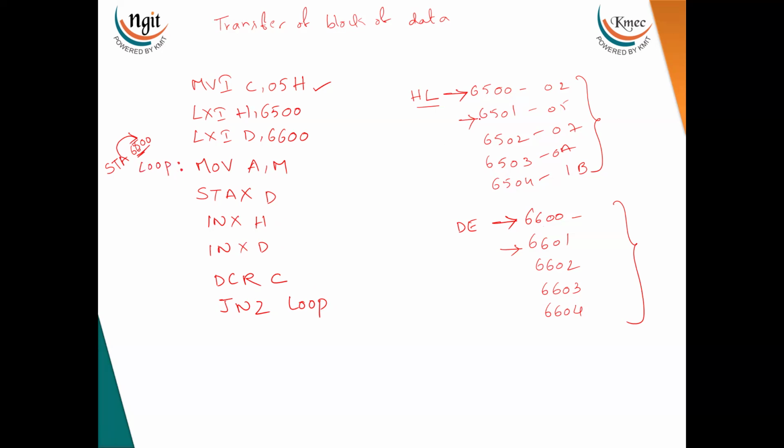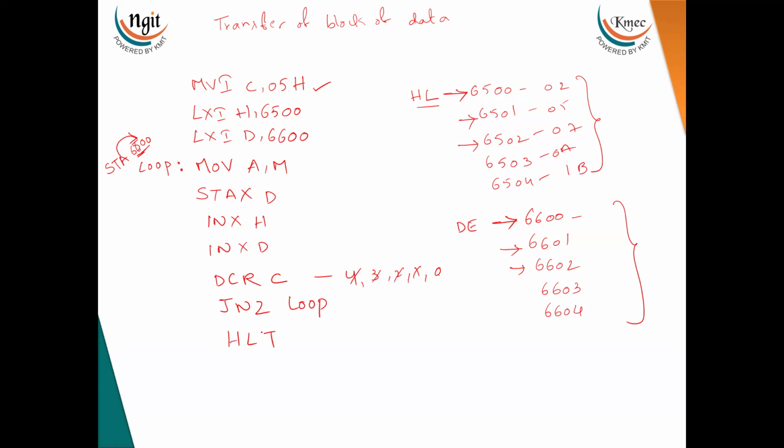Here it is incremented, pointing to the next locations. Now the count value is 4. Because it is 4, not 0, it jumps to the loop. The next value is moved into the accumulator, and again the accumulator value is moved into the location pointed by DE. Both pairs are incremented again and the count is decremented to 3. Like that it will keep decrementing, and when it gets 0 it will come out of this loop, and the program ends. We have to halt the program. Now this is for the transfer of block of data.